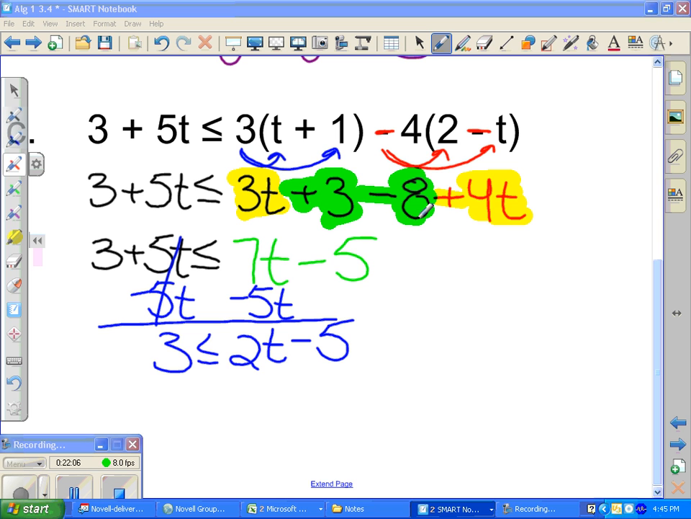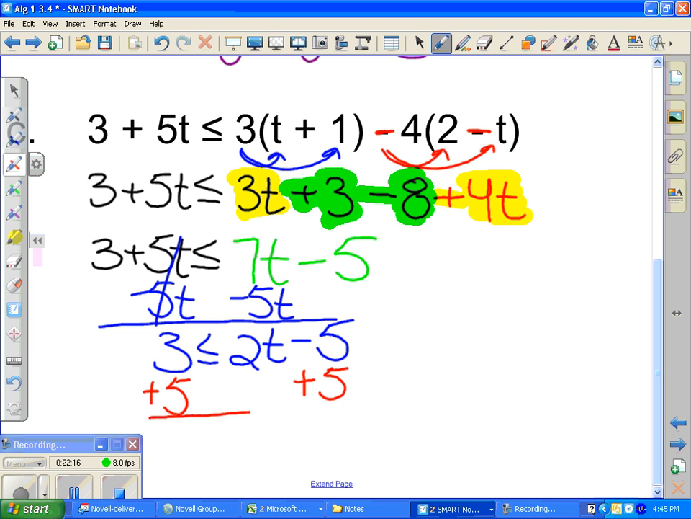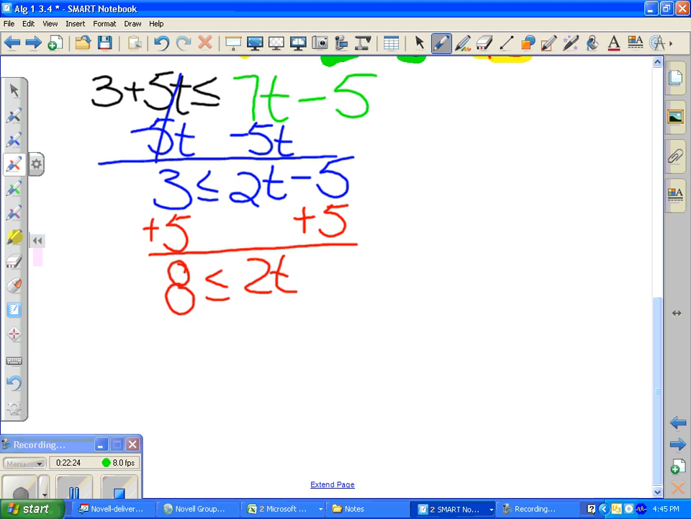Okay, the next step is the constant, which is negative 5. So we're going to add 5. 3 plus 5 makes, good, 8. Let me scroll up. And the final step, divide by 2, and you get 4. And don't forget, t goes first. So switch the symbol when you write t is greater than 4. And that's your final answer.